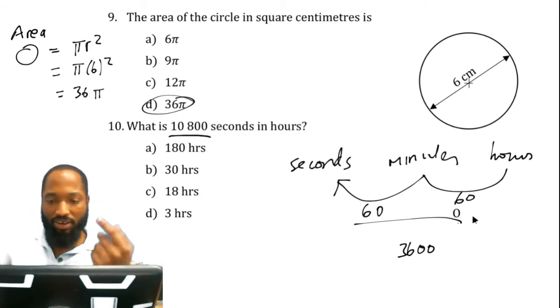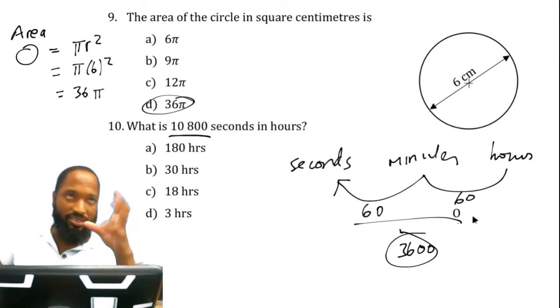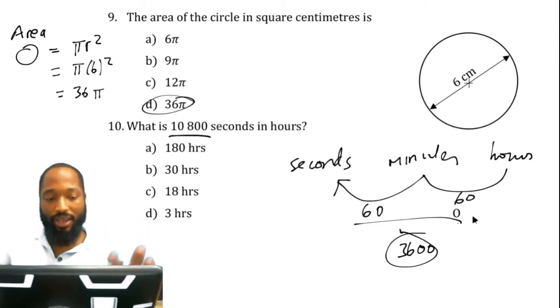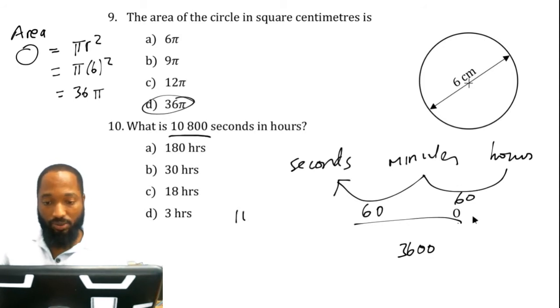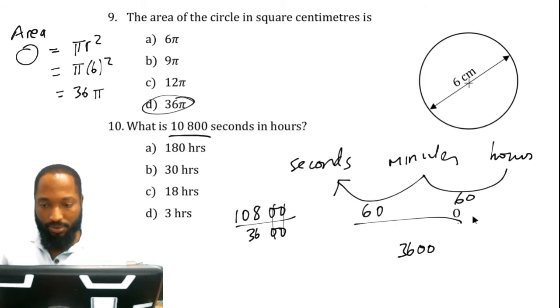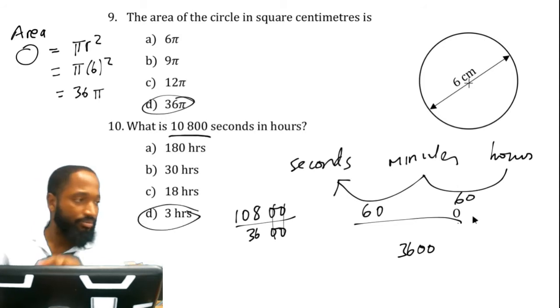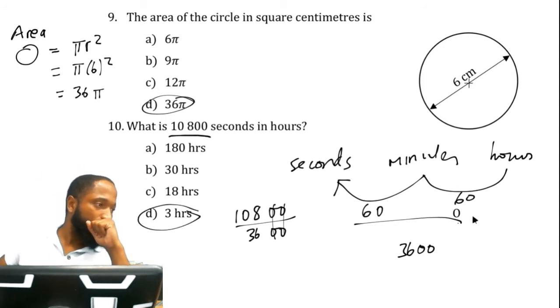So what do we do, divide or multiply? Well, obviously we're going to divide, because seconds would be more than the hours, right? So you're dividing. Alright, yeah, actually we got this one. 36 divided by 3 is what? 6 3s are 18, right? So, 3600 seconds, 3 hours, answer 10 is D.